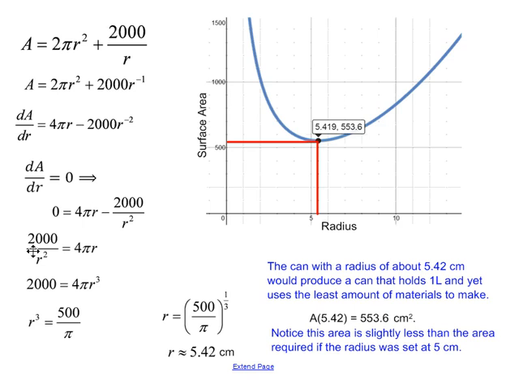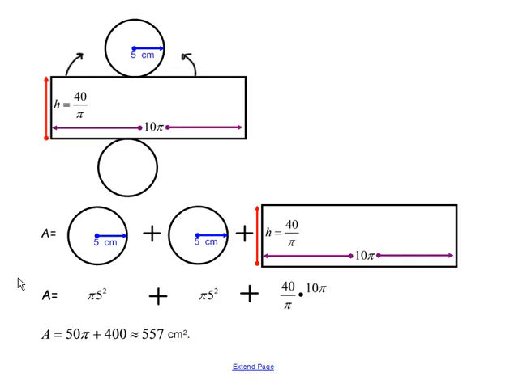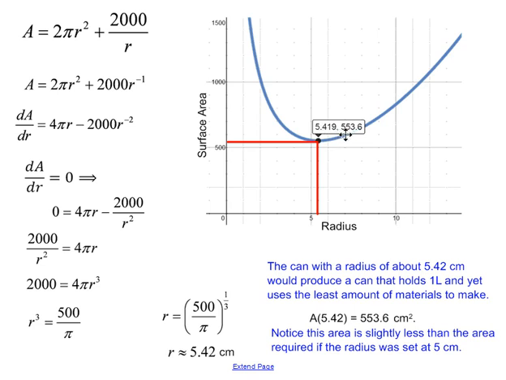Setting that equal to 0, I add 2,000 over r squared to both sides of the equation to get here, multiply both sides by r squared to get here, divide by 4 pi to get here, and take the cube root of both sides, and finally I get 5.42, which again is confirmed by my graph. I substitute that back into the original area equation, right up here, and I get 553.6 square centimeters, the minimum surface area. Notice when I chose the radius to be 5 centimeters, I got 557 square centimeters, and if I go just a little larger, 5.4 centimeters, I require even less material to produce the can.